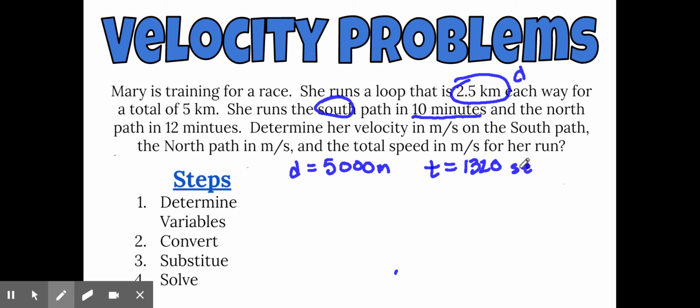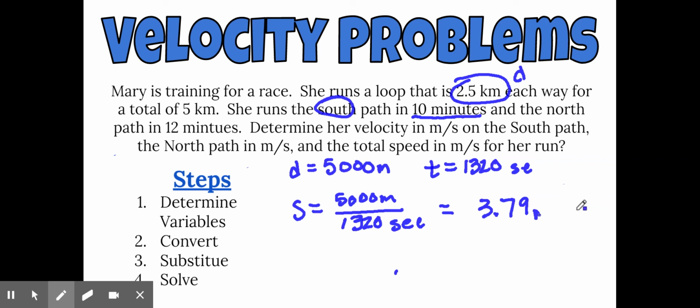And remember, we don't need to use our direction with speed. So speed is equal to 5,000 meters divided by 1,320 seconds. Because nothing cancels out as far as units, our answer is going to be in meters per second. And if you take 5,000 divided by 1,320, you get an answer of 3.79 meters per second.